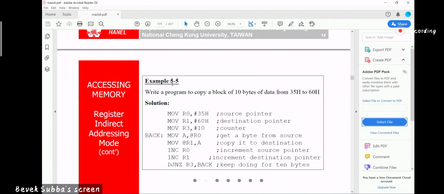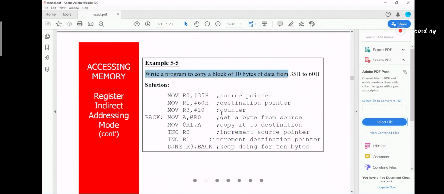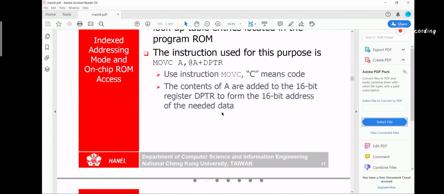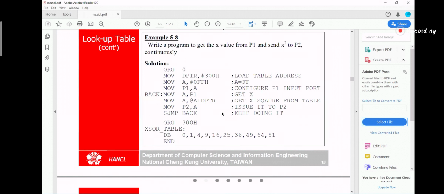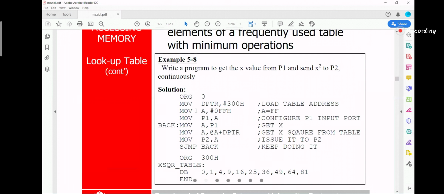Say, I'll give you one example. So this is also index addressing mode. See, there are very many examples. I can go on, but we don't have time. Please look at this by yourself. Okay. Basic thing, the main ingredient I have given. Or one question was there to move the value of square. Yeah, this one. See, this is a classic example of using index addressing mode. See this program: write a program to get the x value from P1 and send x square to P2 continuously.